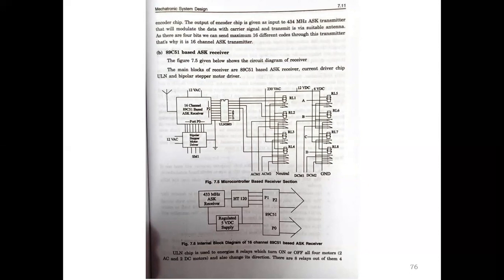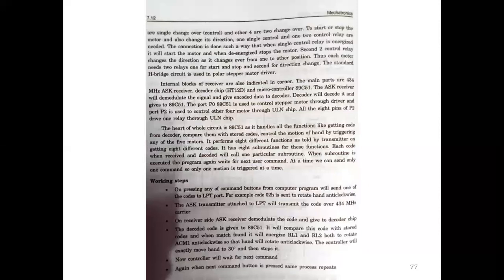So there is the 433 MHz ASK receiver, then a regulated 5 volt DC supply, then the HT12D, then the 89C51 based ASK receiver. Now we will see the working steps of the pick and place robot. On processing any command button, the computer program will send one of the codes to the LPT port. For example, port 02 is sent for rotate anti-clockwise. The ASK transmitter attached to the LPT will transmit the code over a 434 megahertz carrier.